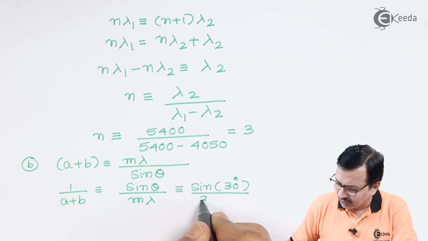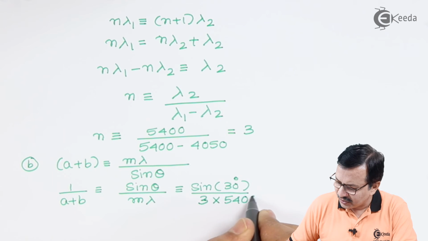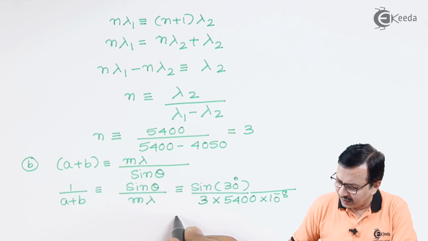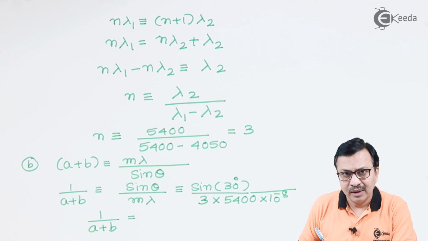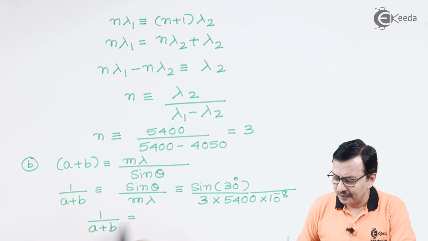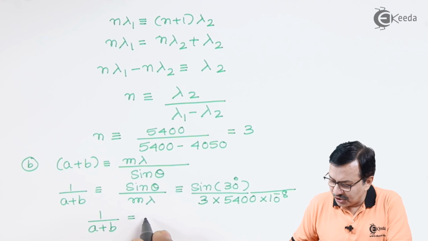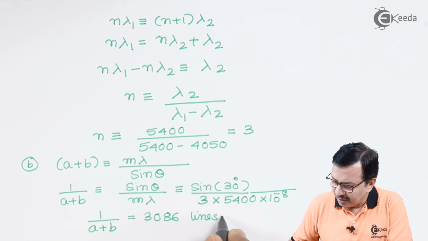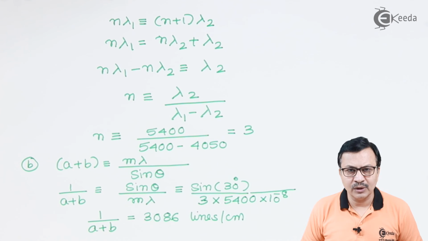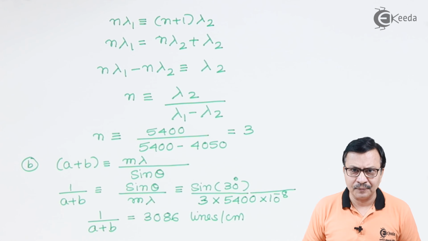So this is going to be equal to sine 30 degrees divided by 3 into 5400. We will have to multiply this by 10 raised to minus 8 in order to convert it into centimeters, and hence your 1 upon (a plus b), which will give you the total number of lines per centimeter in the given grating, turns out to be 3086 lines per centimeter. Hence, the total number of lines in the given grating turns out to be 3086 lines per centimeter.